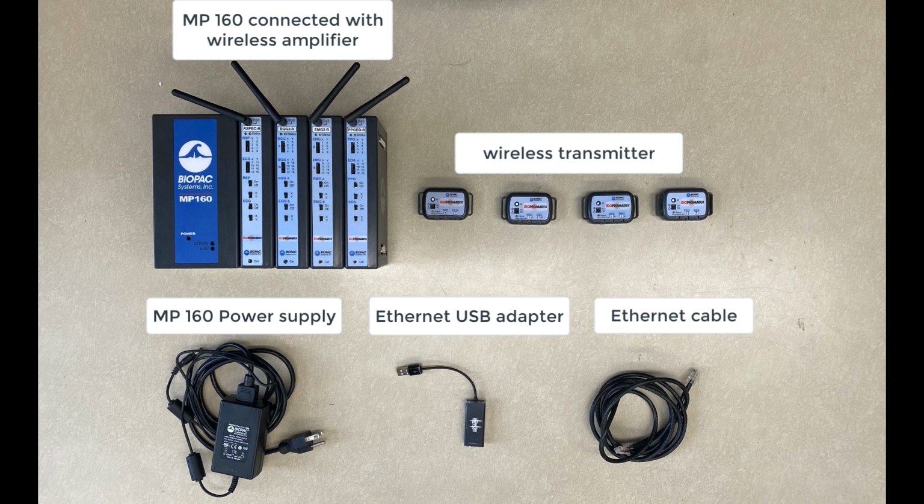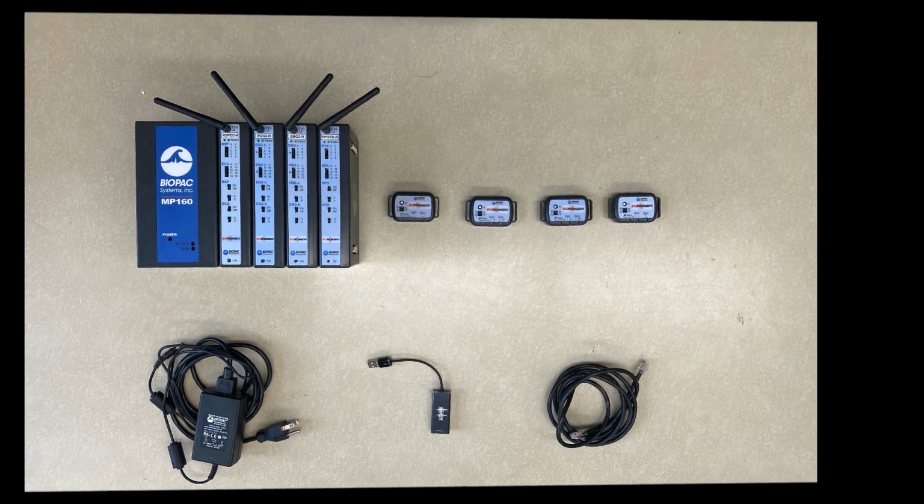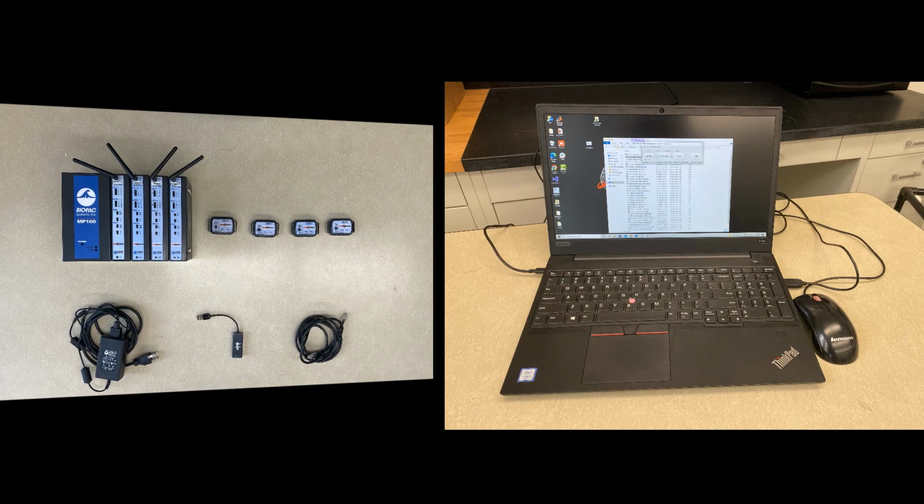First, it is important to verify that you have all the necessary hardware for the MP160 and a capable BCI 2000 PC. Make sure that you have the MP160 and a wireless amplifier, the power supply for the MP160, an Ethernet USB adapter, and an Ethernet cable that you can connect to your MP160 with the BCI 2000 PC. You will also need the Windows PC that will be running BCI 2000. You can find the BCI 2000 installation tutorial on the BCI 2000 wiki pages.